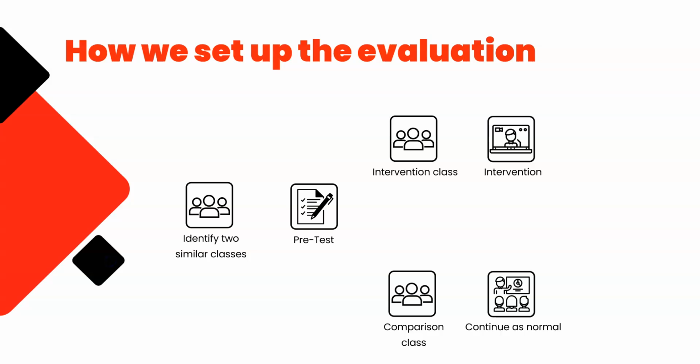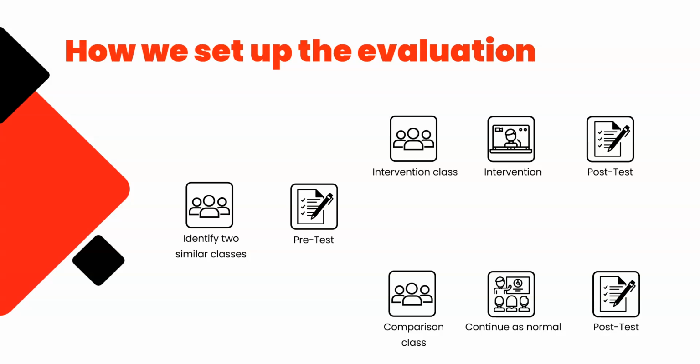The intervention group will use a strategy for the duration of the trial, and the comparison group will continue as normal. And then both groups will complete the post-assessment test, which is the same as the pre. The What Worked Teachers platform will then generate an impact report, and if the approach shows promise, then you can implement this in the other class.